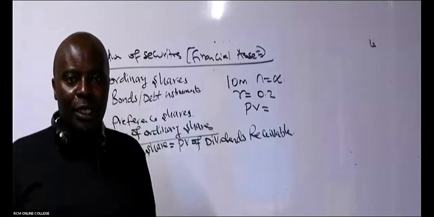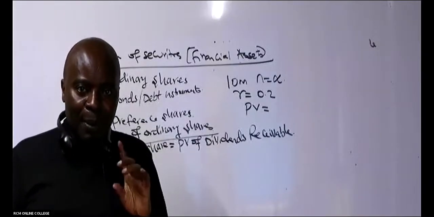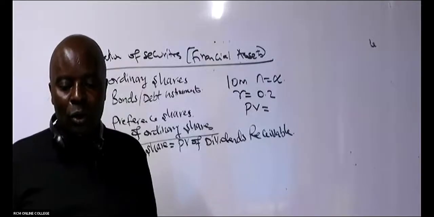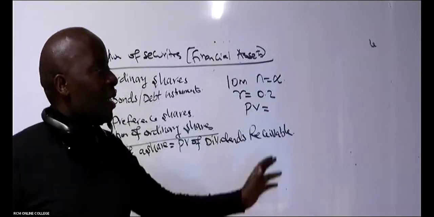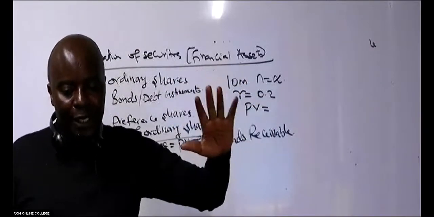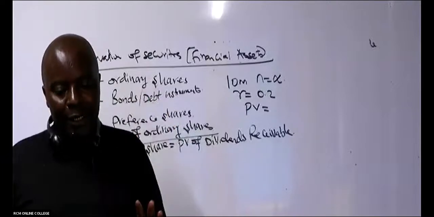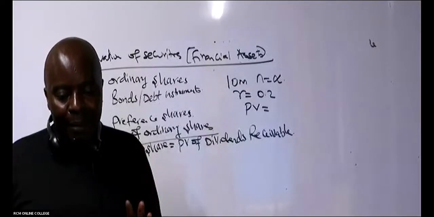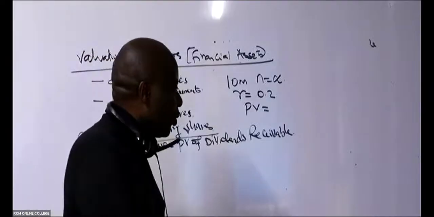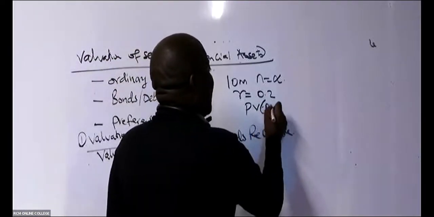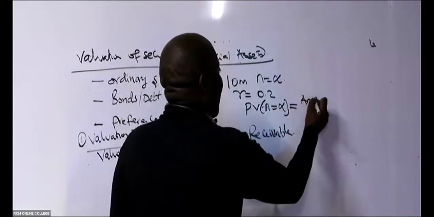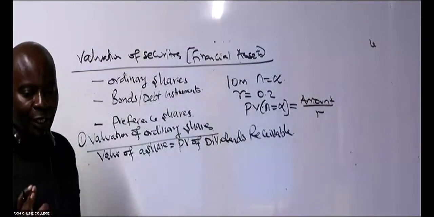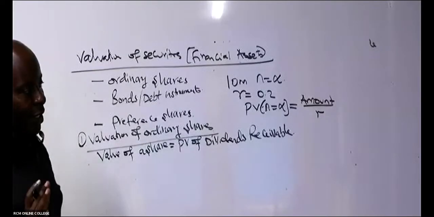So Queen gets somebody who tells her that I shall be giving you 10 million shillings per annum. Then Queen asks, for how long? 2, 3 years? No. Indefinitely, infinity. This means no end in sight. Ladies and gentlemen, please remember very well that whenever you want to get present value, when n is infinity, you will always take the amount and then divide by r.